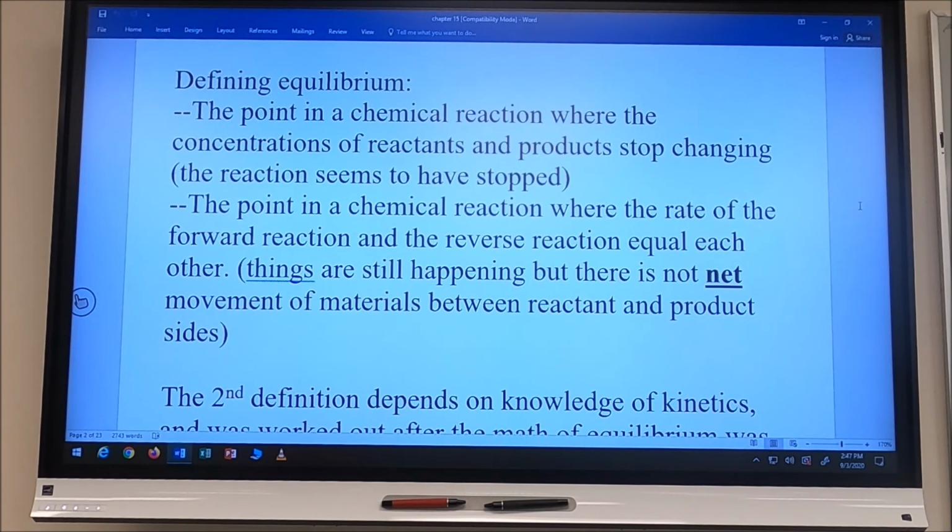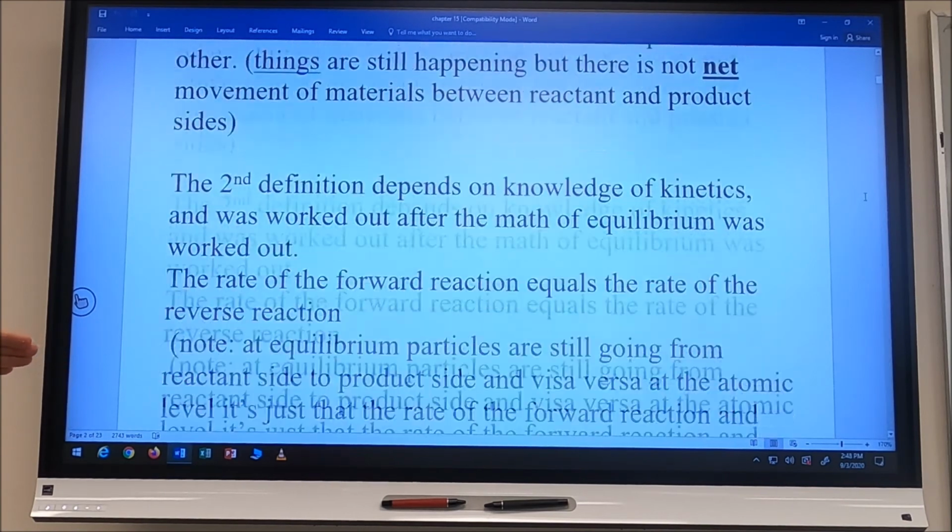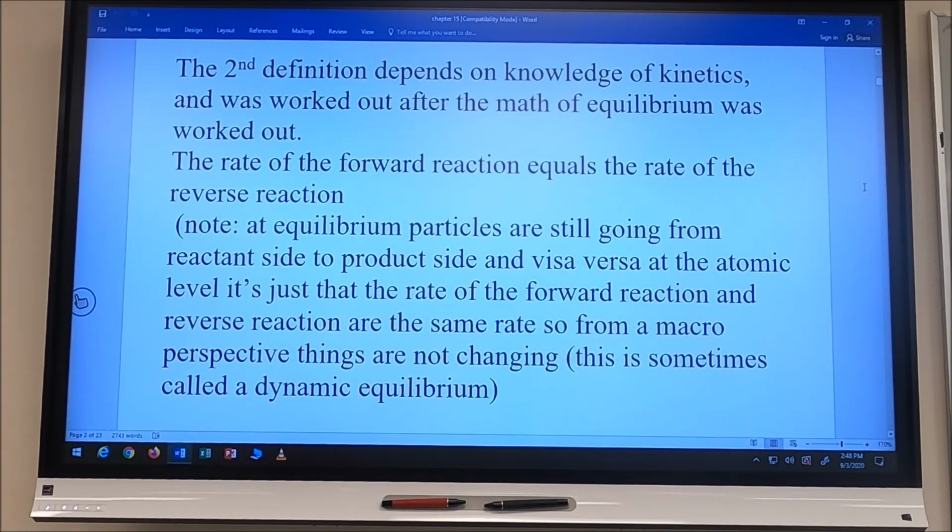Because they equal each other, there's no net movement of material between the reactant and product side. For everything that goes toward reactant, there's something to balance it out coming back from product to reactant. This second definition depends on our knowledge of kinetics. And the mathematics of equilibrium chemistry was worked out experimentally long before we understood kinetics.